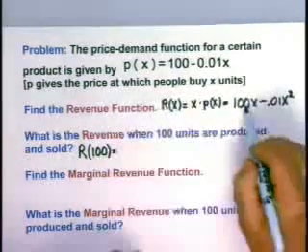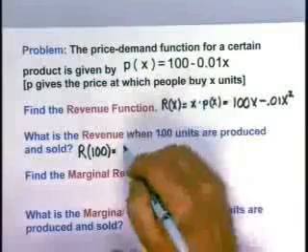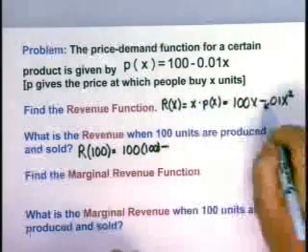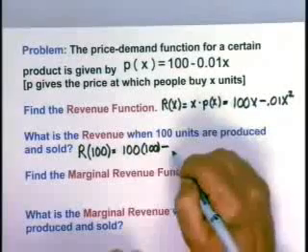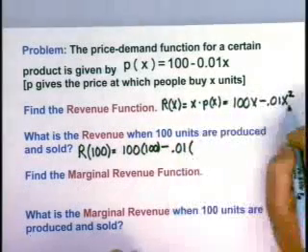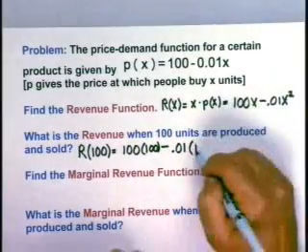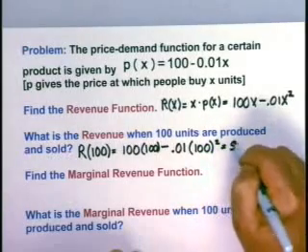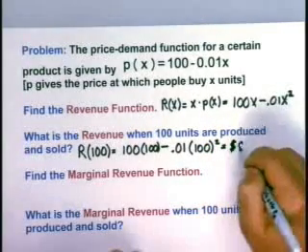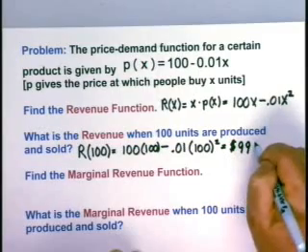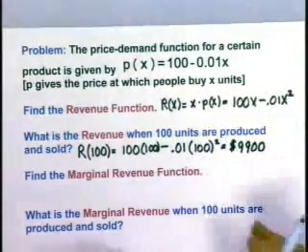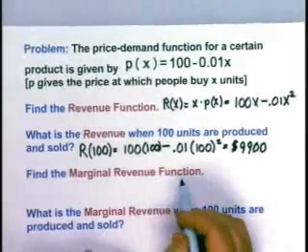So that would give me 100 multiplied by 100 minus 0.01 times 100 squared. This yields a revenue of $9,900. Now let's find the marginal revenue function.